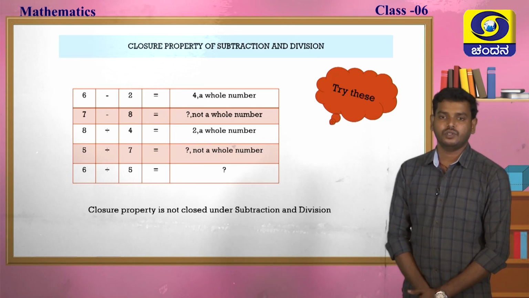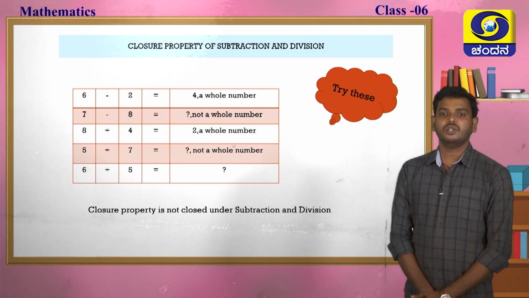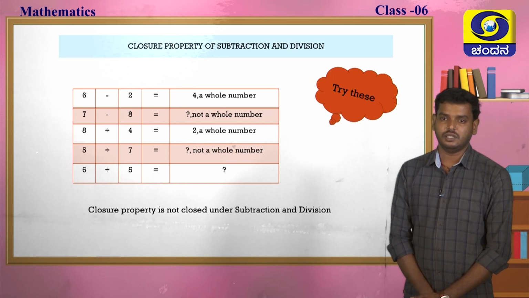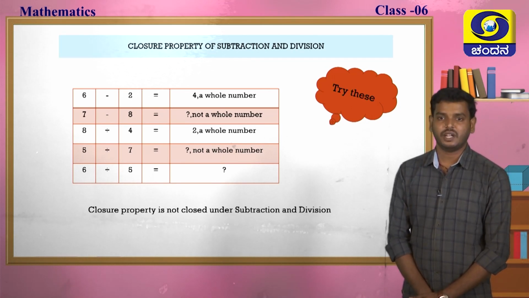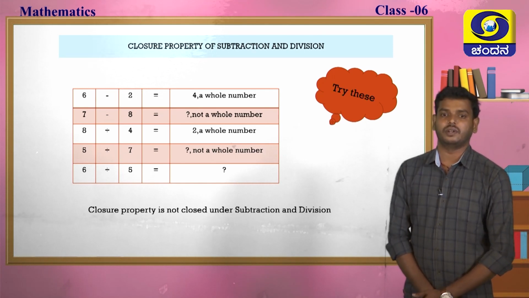and division. So, first thing, 6 minus 2 is equal to, yes, of course, 4. 4 is a whole number. What about 7 minus 8? 7 minus 8 is equal to, yes, we cannot subtract this, children, is it correct? Hence, we can say that it is not a whole number.